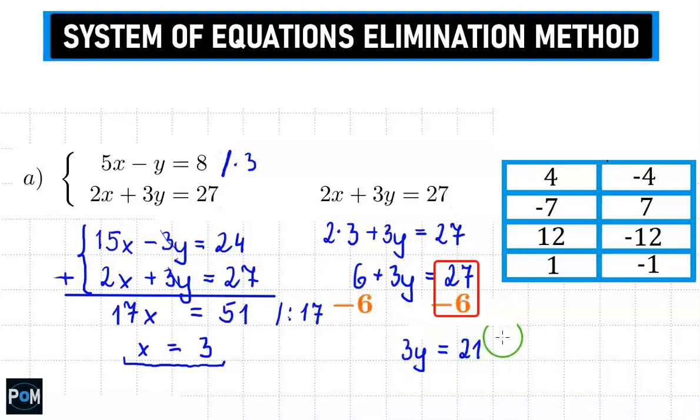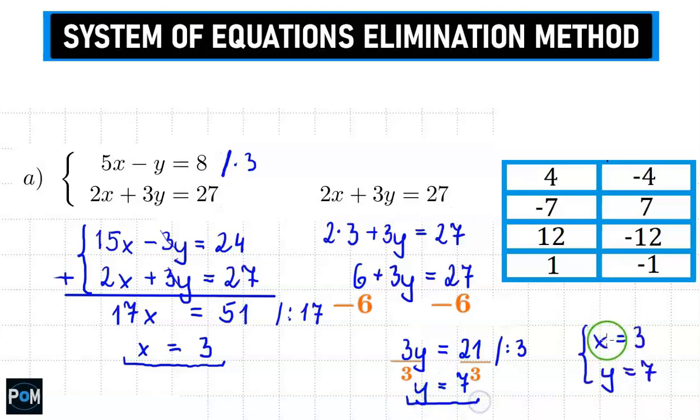So, 3y equals 21, and now all that's left is to divide by 3, and y will be equal to 7. Thus, the solution to our system is such a pair of numbers: x equals 3, y equals 7.